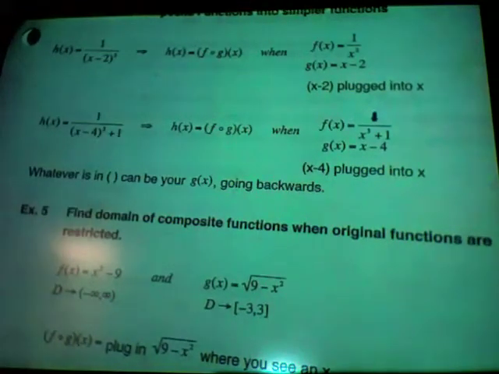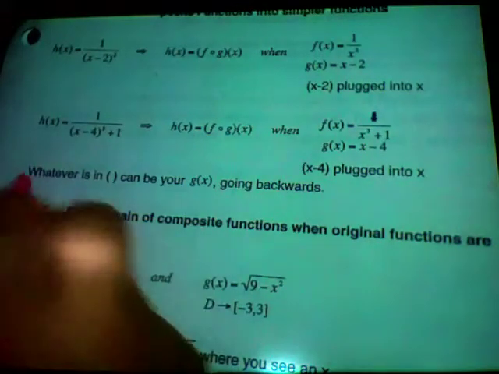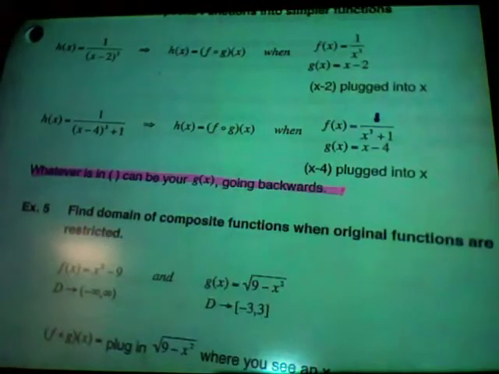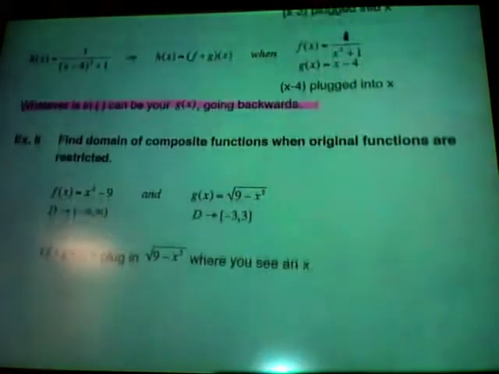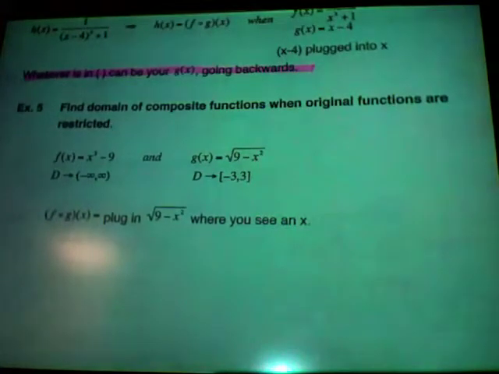So I've written in here, whatever is in parentheses can be your g of x going backwards. So that's where you start. Look at what's in the parentheses. And you have a couple of problems today where you're going to kind of fiddle around with that. See how you do at it.